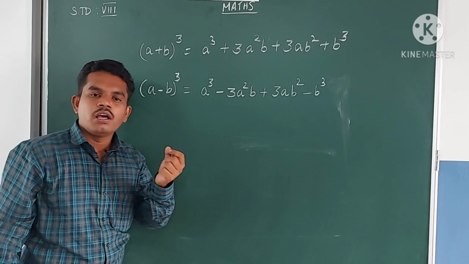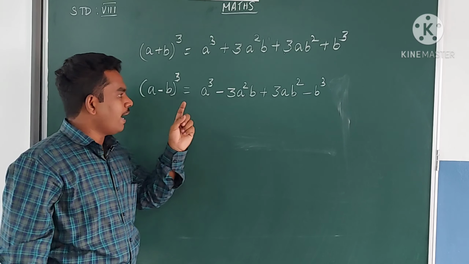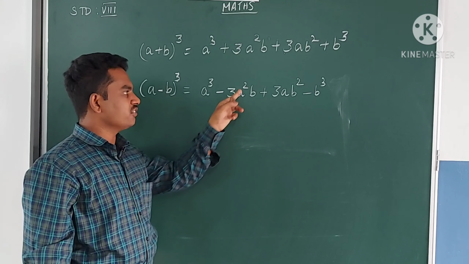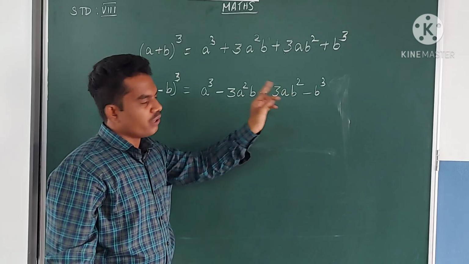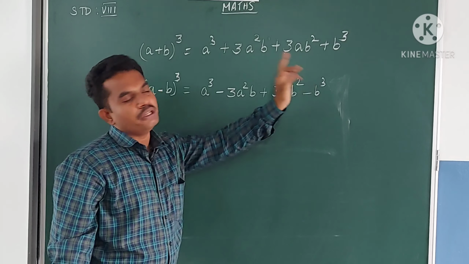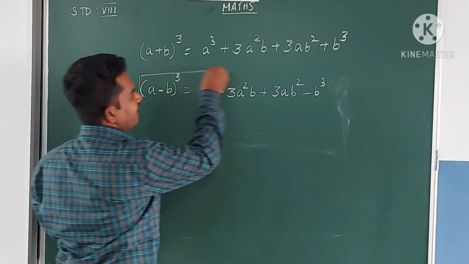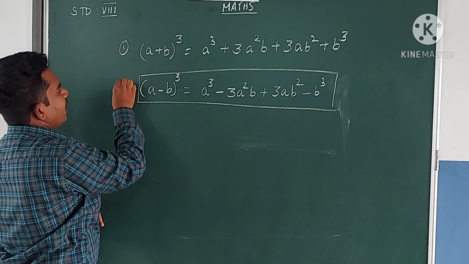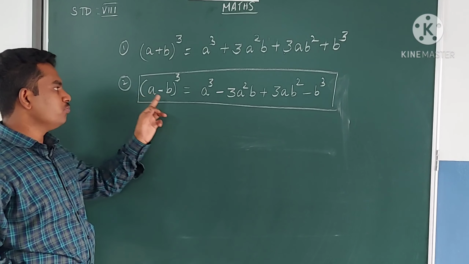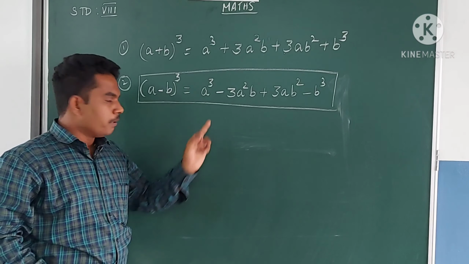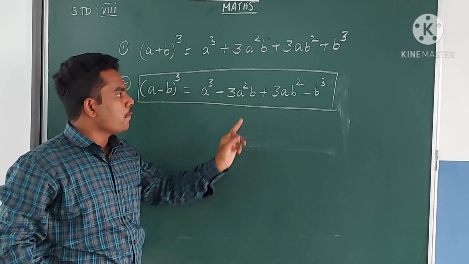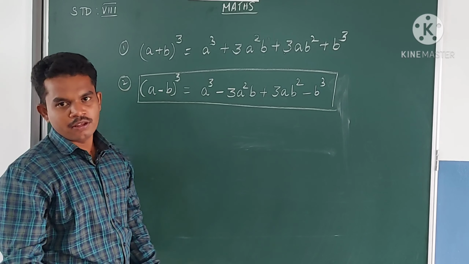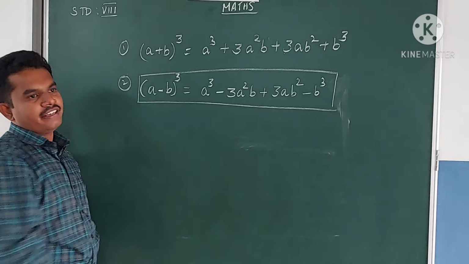Wherever the power of b is an odd number, you can change the identity. Here the first term is minus 3a square b, here 3ab square is simply written, next minus b cube. This is the second identity: a minus b the whole cube equals a cube minus 3a square b plus 3ab square minus b cube.